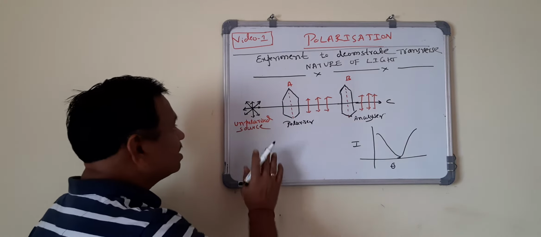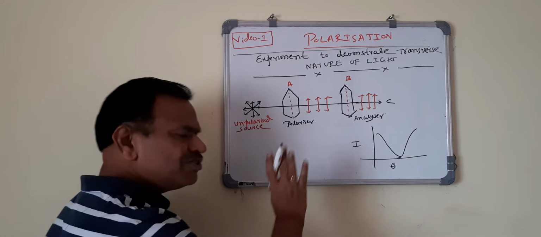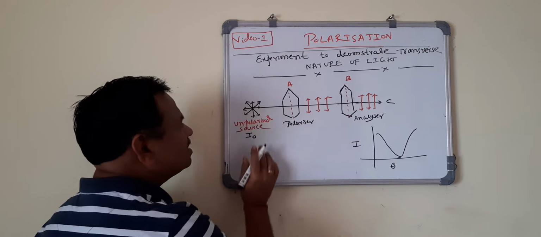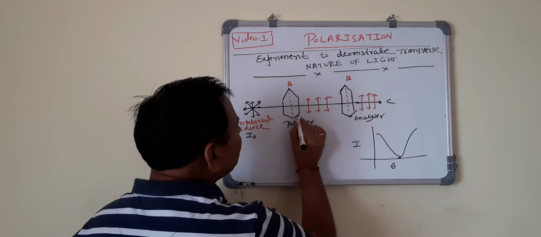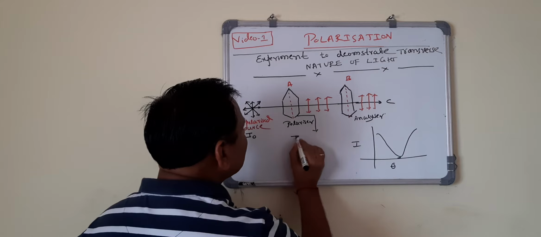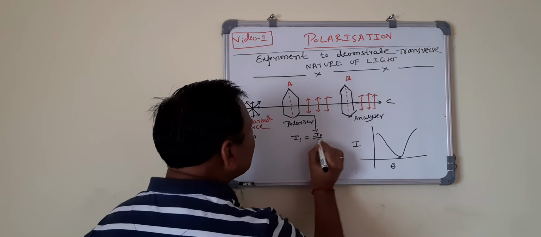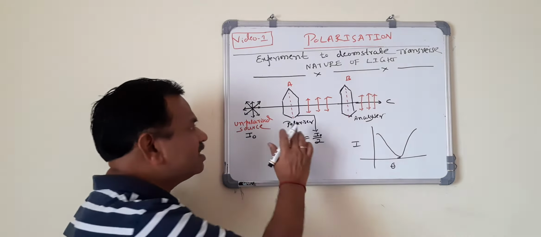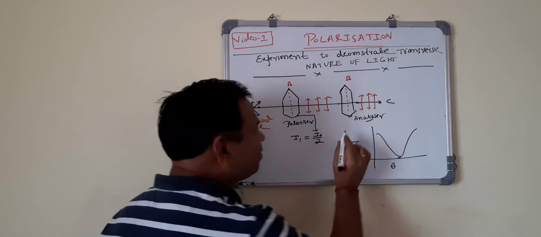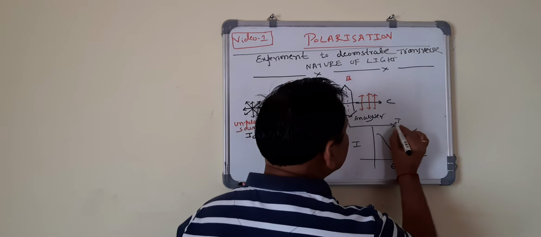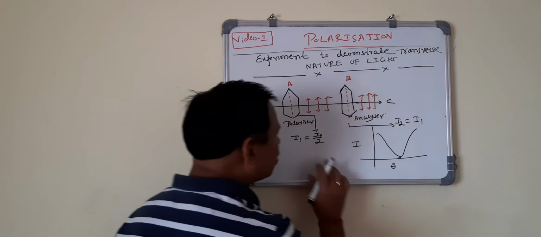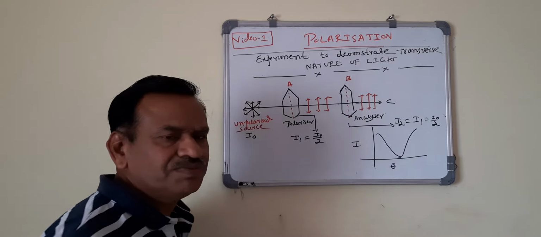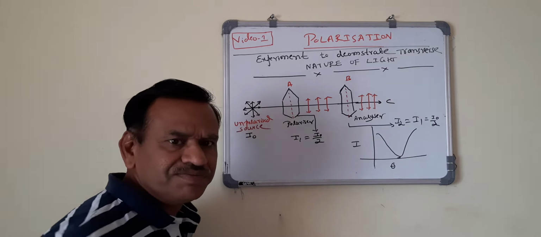Of course, definitely the intensity of light should change here. Whatever the intensity is here, that is the initial intensity, it is unpolarized light. Here, after coming through this crystal, I1 equals I0 divided by 2. And since both crystals are parallel, here also the intensity I2 equals I1 equals I0 divided by 2. This is the intensity of light.